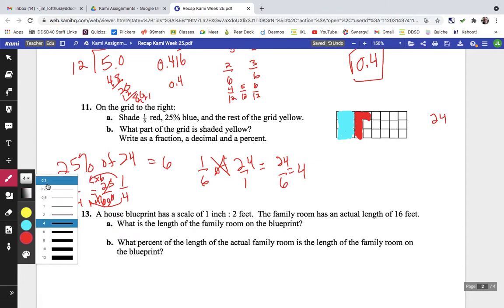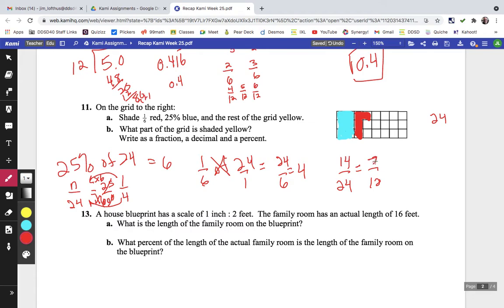And now let's figure out what the rest of it is. The rest of it is going to be 14 out of the 24. And so that is 7/12. And if I do 7 divided by 12, grab a calculator, I get 0.85, and then the 3 just keeps going. So it is 85 1/3%. We can have a fraction in our percent. Or we could say 85.3 repeating percent. And that's the part that is yellow.